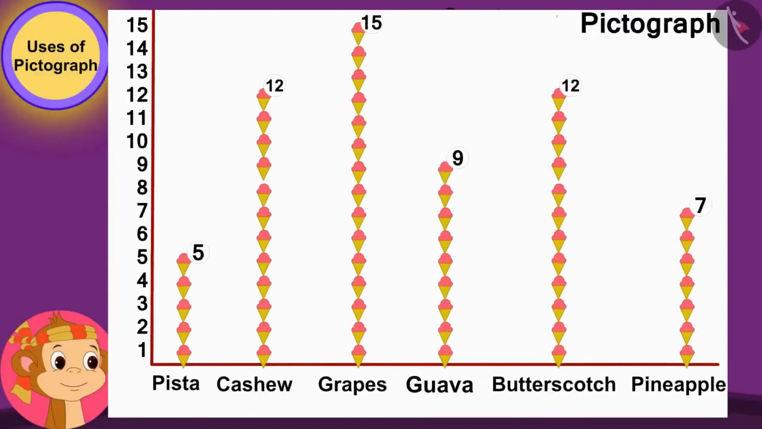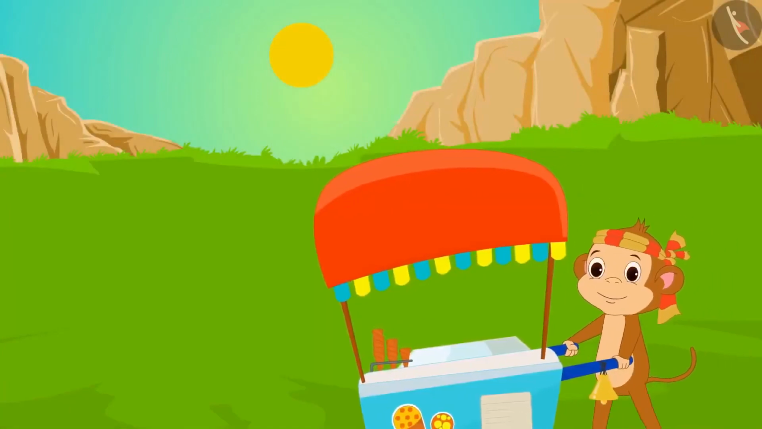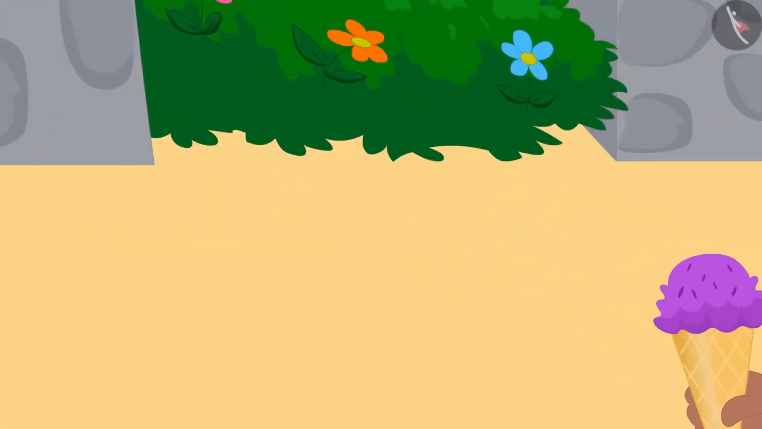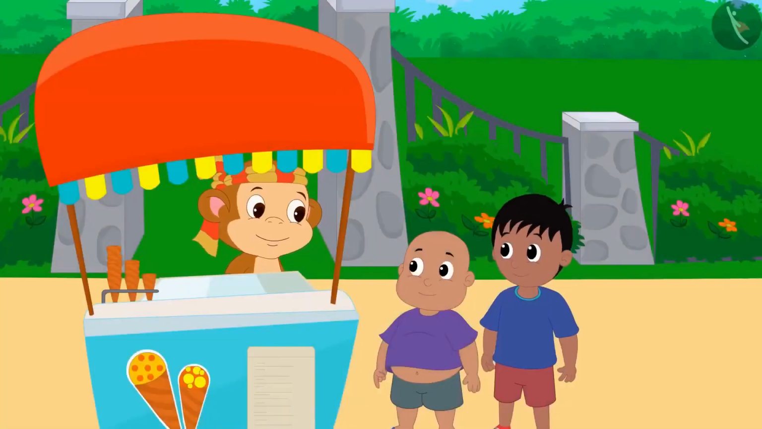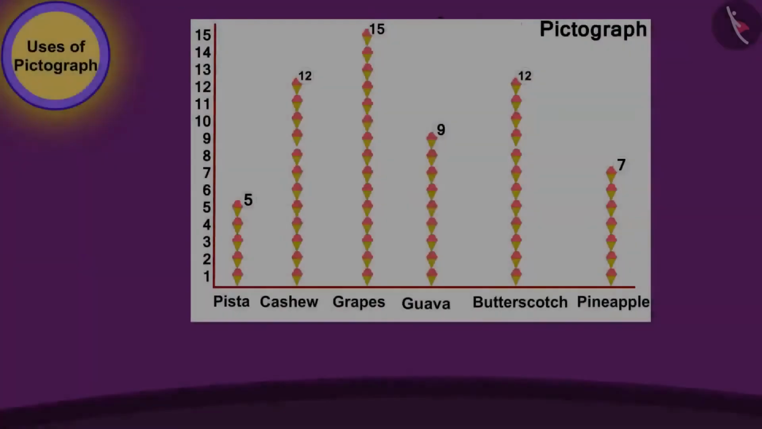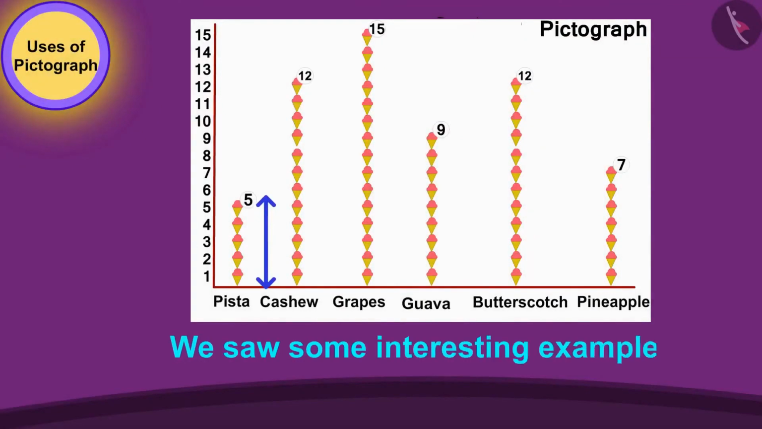Babban has decided, with the help of pictograph, that he will also start selling grape ice cream from the next day. Babban sold grape ice creams at his stall the next day, and everyone liked it very much. In this video, we saw some interesting examples related to the pictograph.